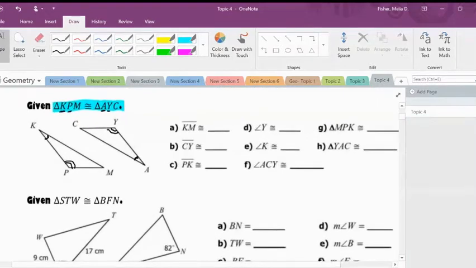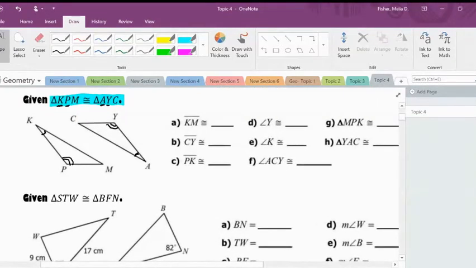Let me blow this up a little bit so it's easier for me to write. And then M and C go together. So those get 1, 2, 3 marks, 1, 2, 3 marks. Let's look at the sides and how those go together.